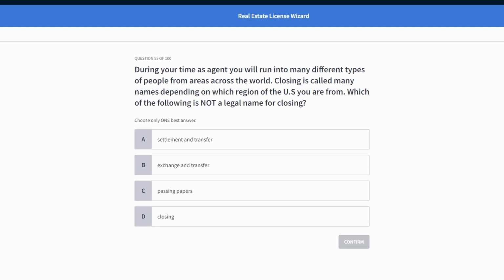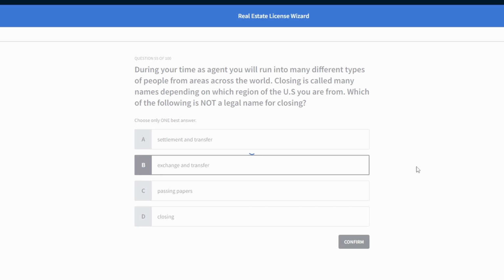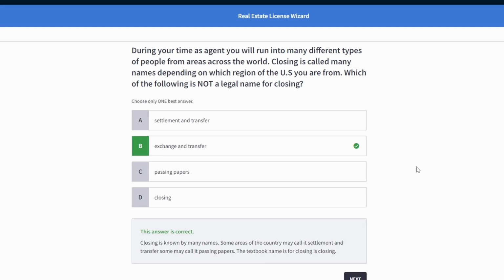Alrighty, the correct answer for this one is B, exchange and transfer. So guys, this is one of those that's super important because you need to be aware of all the different terms or phrases that associate with a similar word. Closing is known by tons of different names. The textbook name is closing. However, exchange and transfer would not be the case. Settlement and transfer and passing the papers are terms that are associated with it. So keep that in mind.